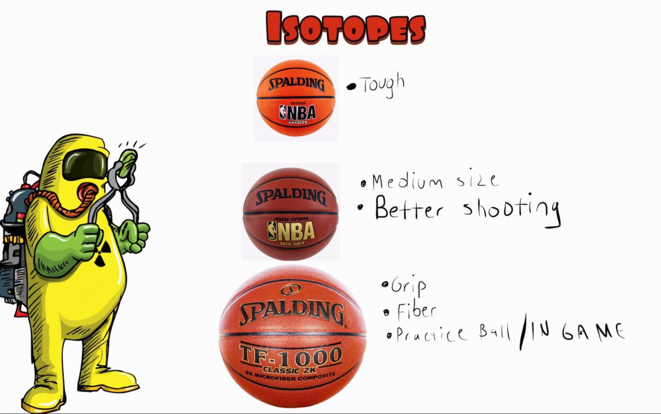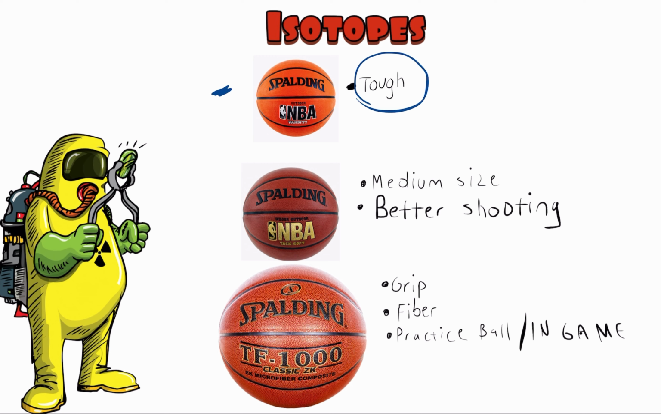So down below, I have this example where I have three Spalding balls. These are going to represent our elements or isotopes. All three of these are the same. They're all Spalding. However, they differ in their size and the things they can do or are used for. The first Spalding ball is the NBA Varsity. We can see here that it's tough and it's the smallest of the three.